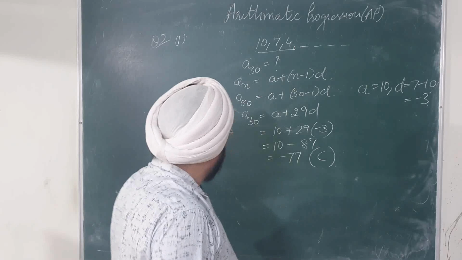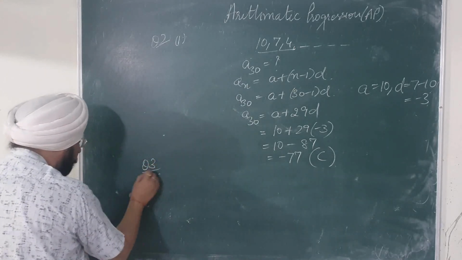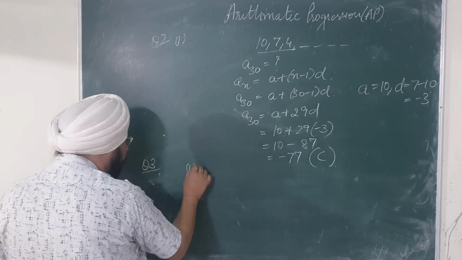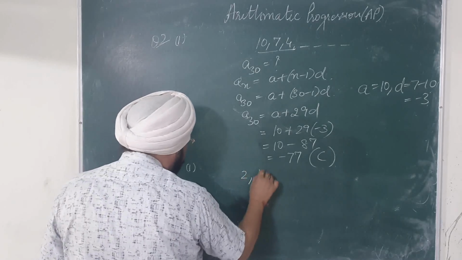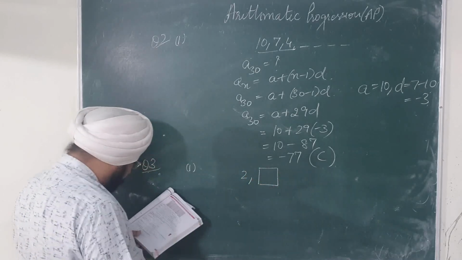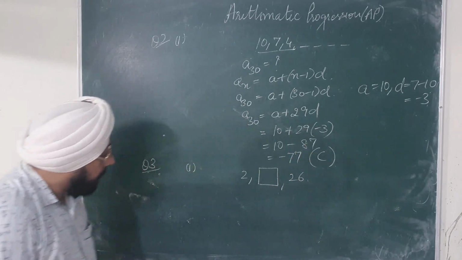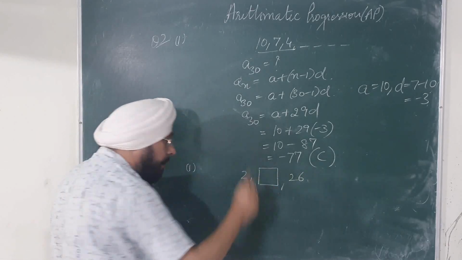Okay, now let's come to question number 3. In question number 3, we are given empty boxes. This is 2, then an empty box will be there, then we have 26. Now we have to calculate how to find this empty box.